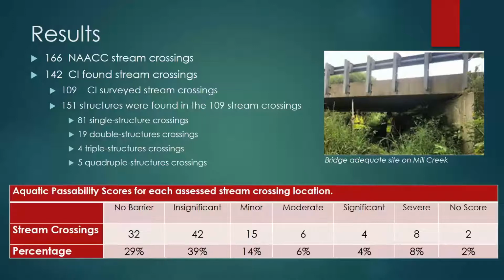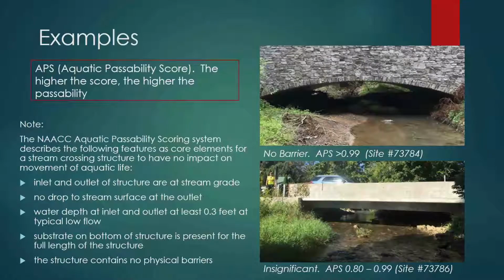And then to give you examples of what these are, again, with the aquatic passability score, the higher the score, the higher the passability. A few things to note. I want to give you all pictures of what each one means: no barrier, insignificant, moderate, etc. But before I get into that, a few things to note.